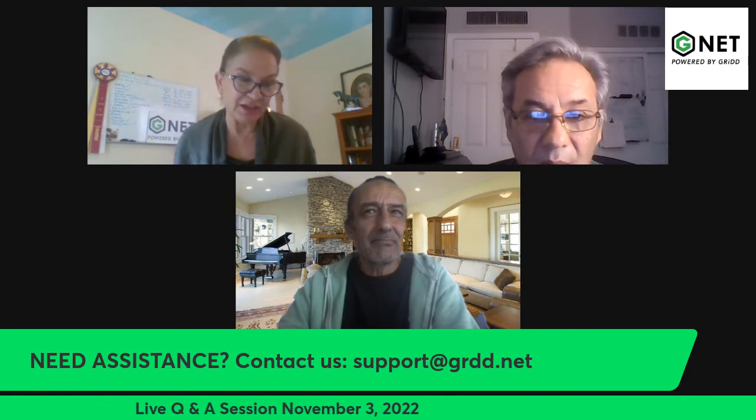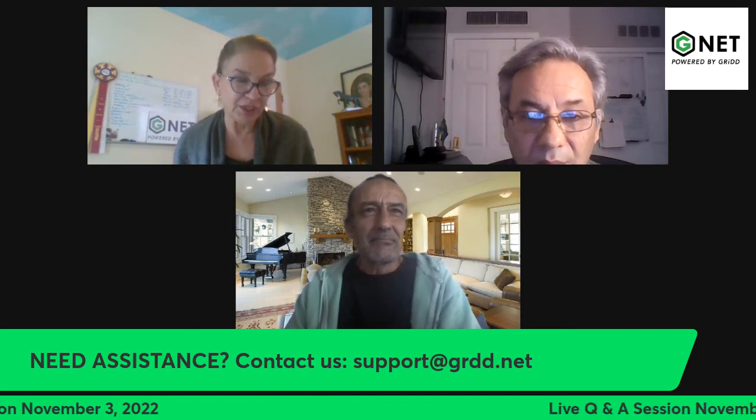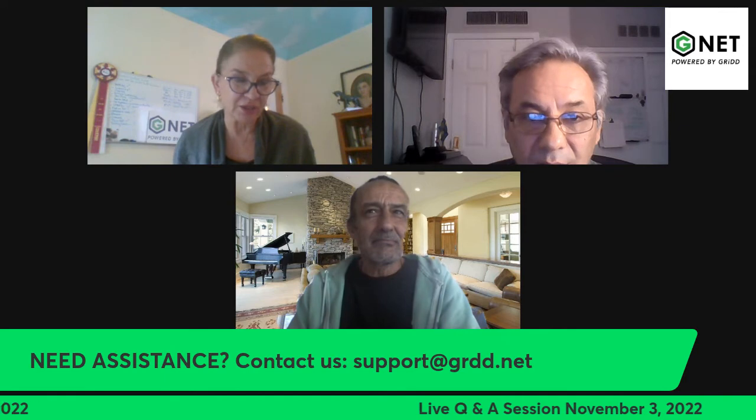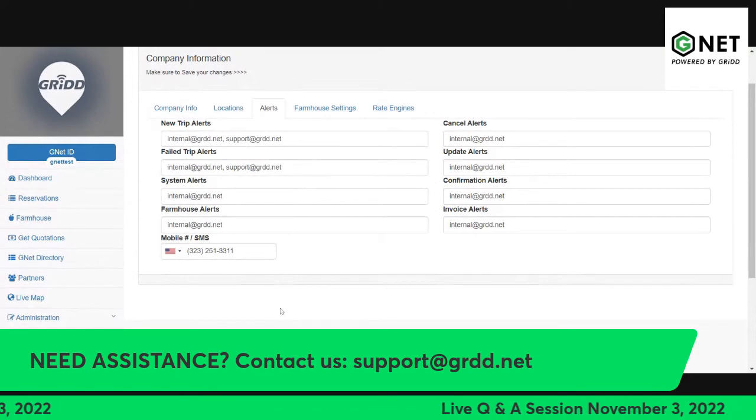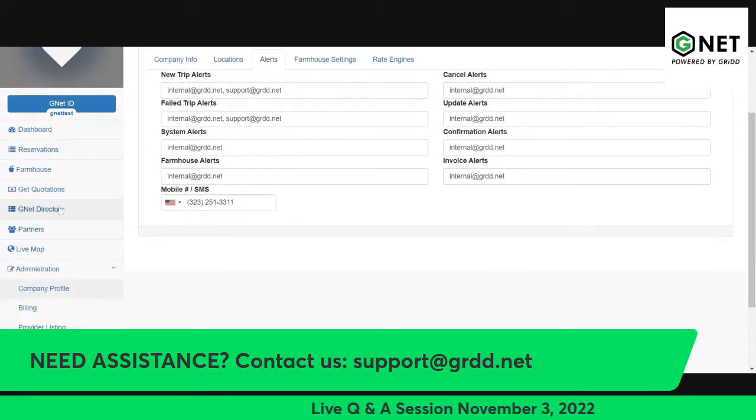One other question that's come in says, how do I find GNet affiliates and how do I connect? I am new to GNet and I'm not sure how to get started. Sharam? Okay, let's go back in the screen share. So there are two ways to do that. One is if you go to the tab called GNet directory.